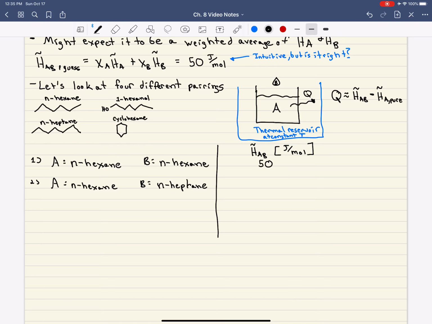Right? And if you add in drops of N-heptane to N-hexane, by the time you have an equal molar mixture, you would see that the molar enthalpy of the mixture would be slightly higher than 50.46. You would see that a little bit of heat is released from that solution, but not too much.